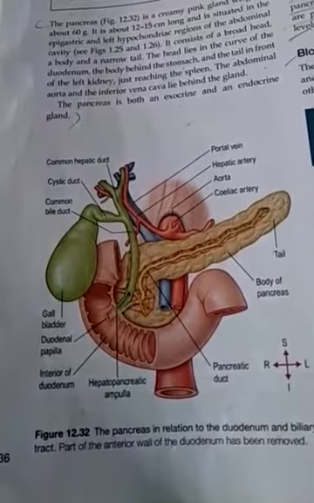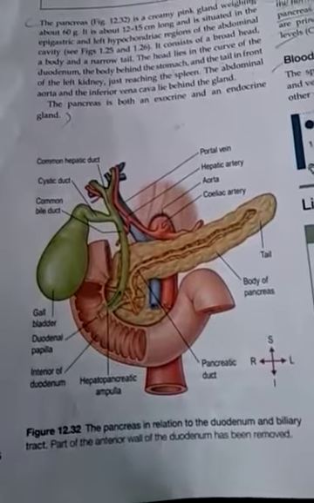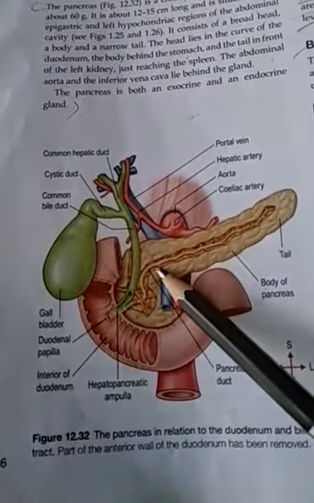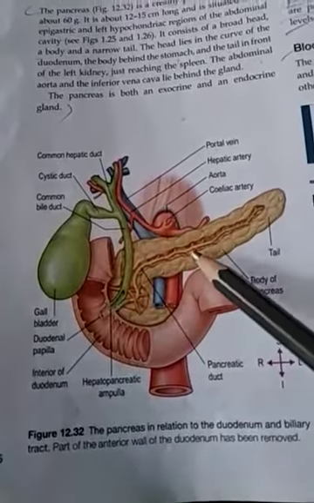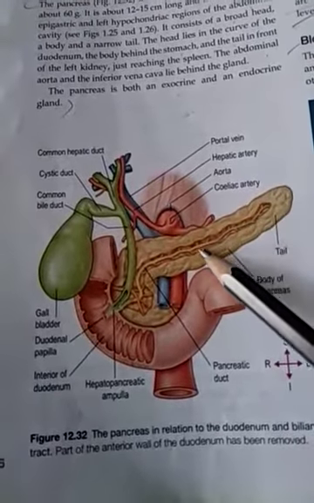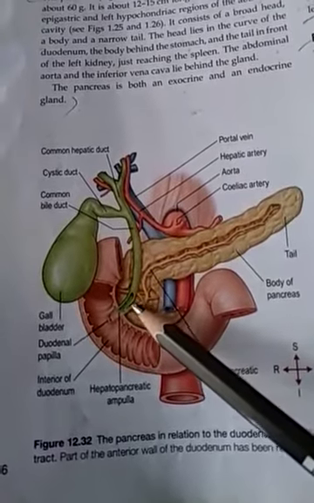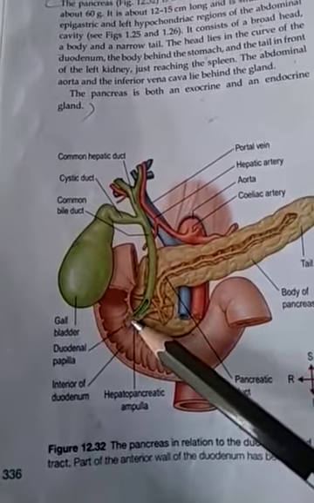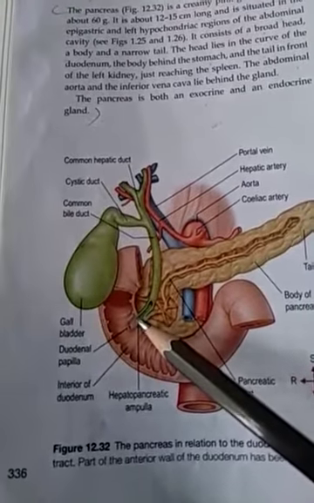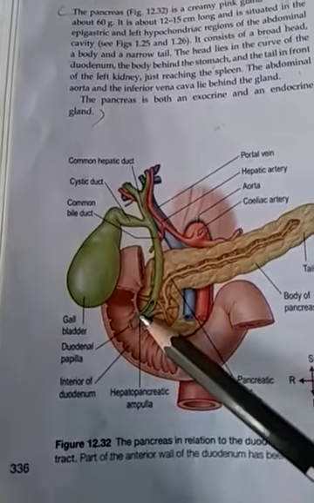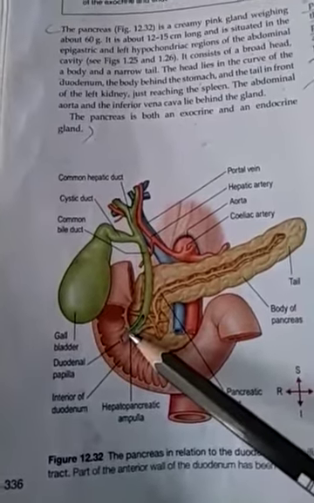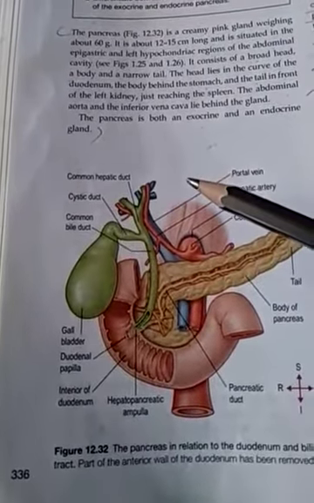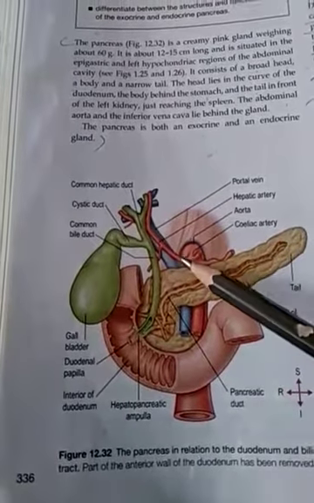Now, for the exocrine function, here we can see the pancreatic duct. Through this duct, the secretions are brought here, and it opens here in the ampulla of Vater, or hepatopancreatic ampulla.